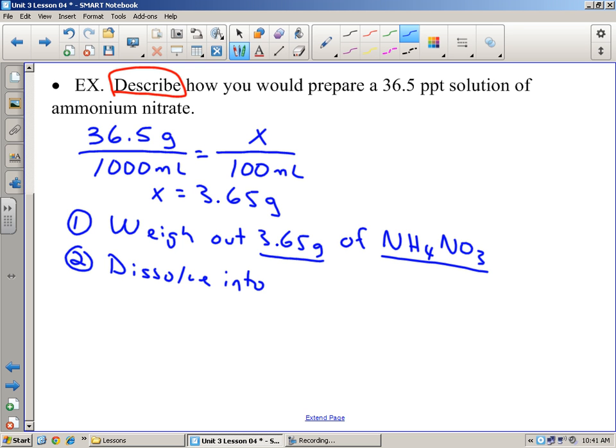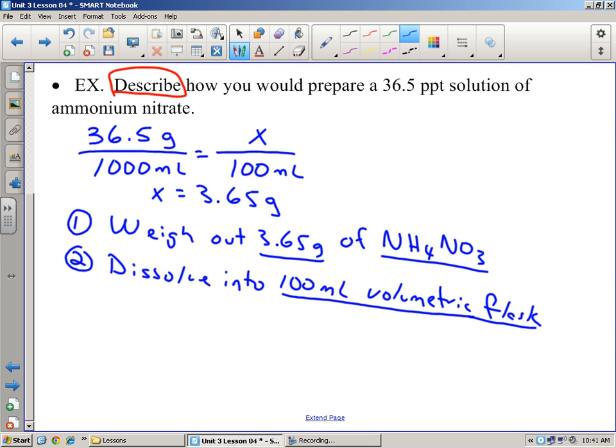into a 100 milliliter volumetric flask. This has to be there, 100 milliliter volumetric flask. Okay? We're not weighing it out in a beaker. We're not weighing it out in an Erlenmeyer flask or anything like that. It's a volumetric flask. They're very specific. They have specific jobs. Okay?